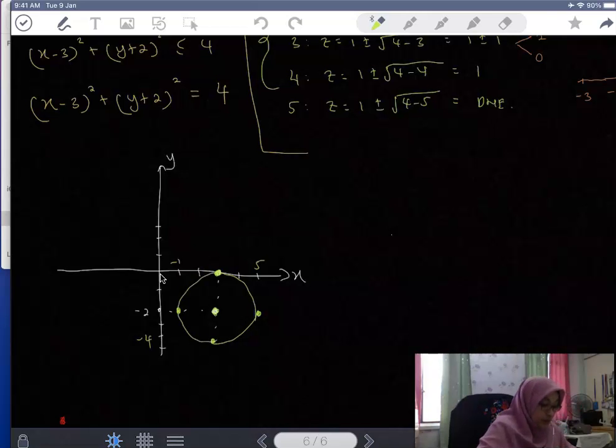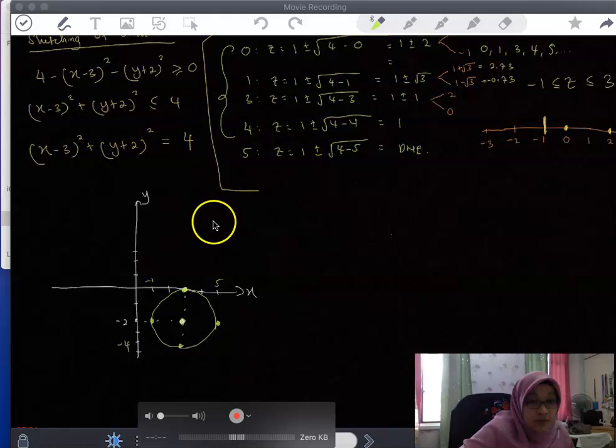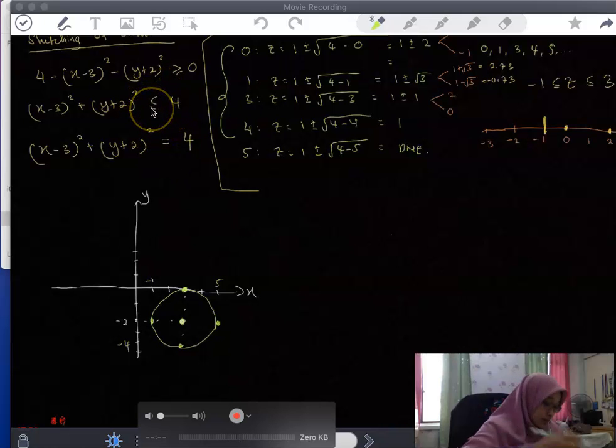Okay, so where is the shaded area on the domain? You have to sketch a solid line because we have the equal sign here, and you have to shade the area inside the circle because we have the smaller than. So that is your region.